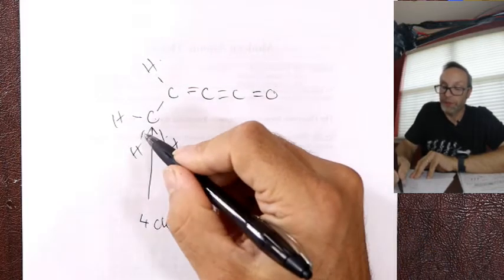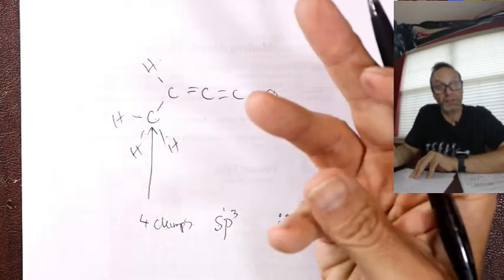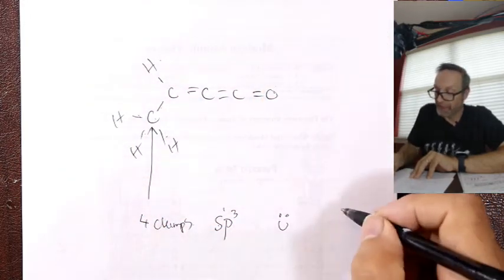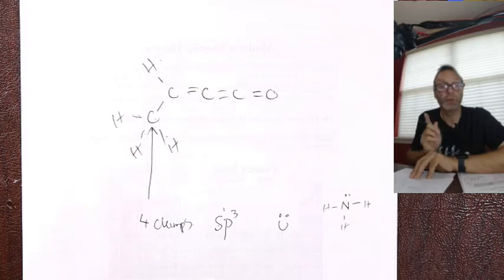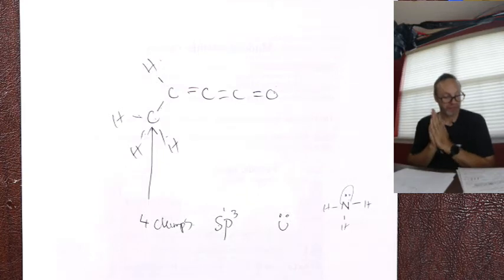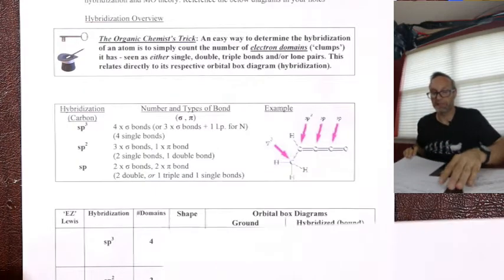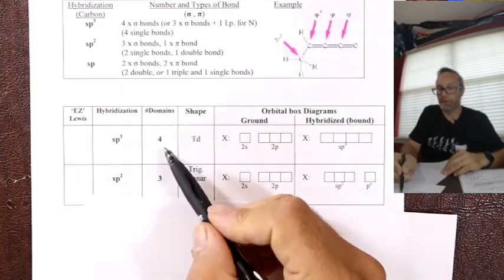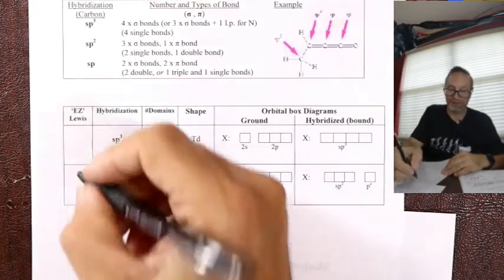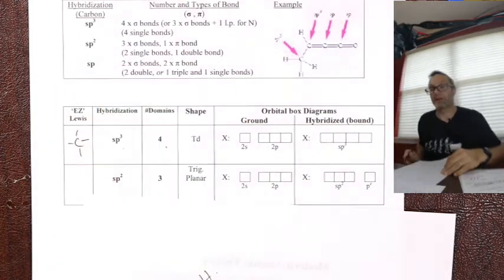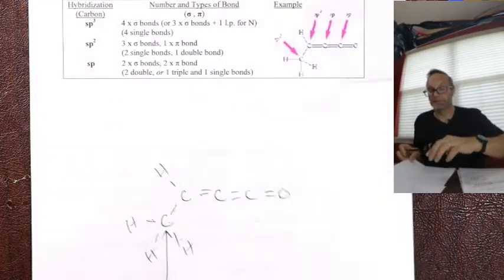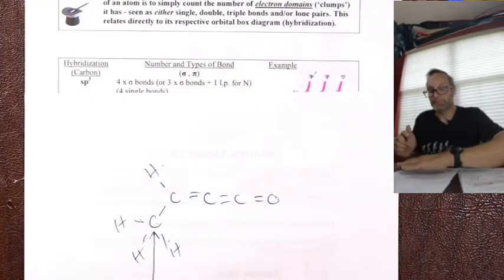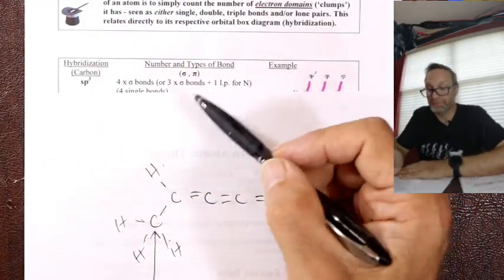If you see 1, 2, 3, 4 clumps around a center atom, it's sp3. If I do ammonia for a quick second here, what's the hybridization of nitrogen in there? It's also sp3, because the lone pair is a clump. So 4 clumps, that's the trick. That's the organic chemistry trick. 4 clumps is sp3, okay? 4 clumps, sp3, all right? If I draw an easy Lewis structure, typically for carbon we talk about, nitrogen will be that, but 4 clumps. Okay, we'll talk about other things in a second. So what do we typically see? For carbon, we see 4 sticks.